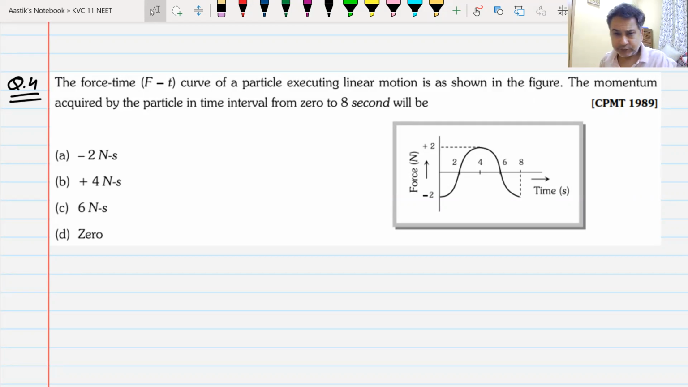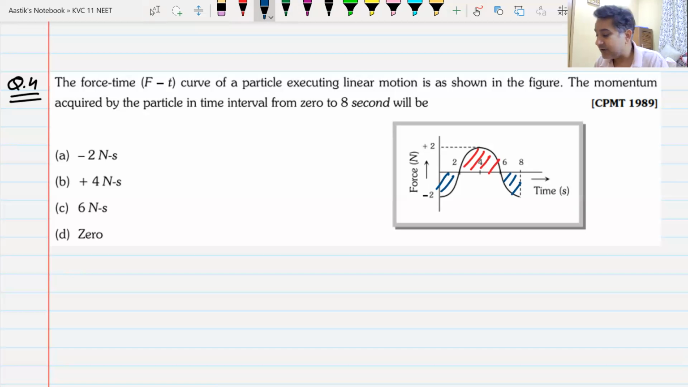Now remember how you do a question like this. The area under the force-time graph will give us the change in momentum. Yes or no? So basically what you have to find out is this area, the red one, this area, the blue one, and this area, the blue one.